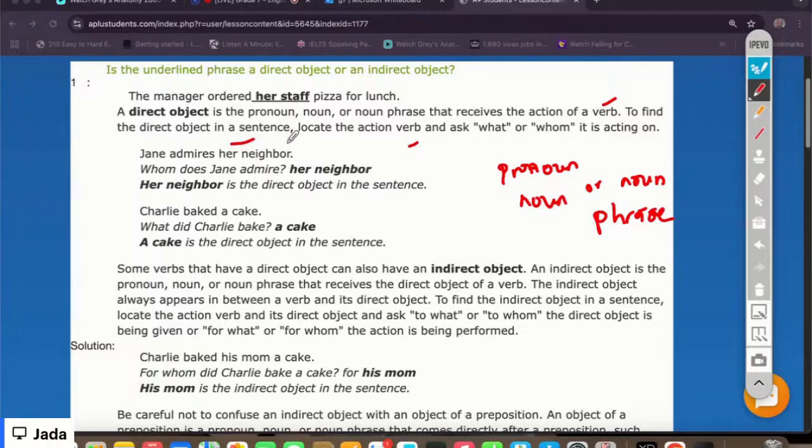Now, whom does Jane admire? It has to be her neighbor. So her neighbor is the direct object in the sentence. Alright, so a direct object receives the action of the verb, and if you want to locate it, you have to ask what or whom it is acting on. Charlie baked a cake. What did Charlie bake? A cake. A cake is the direct object in the sentence.